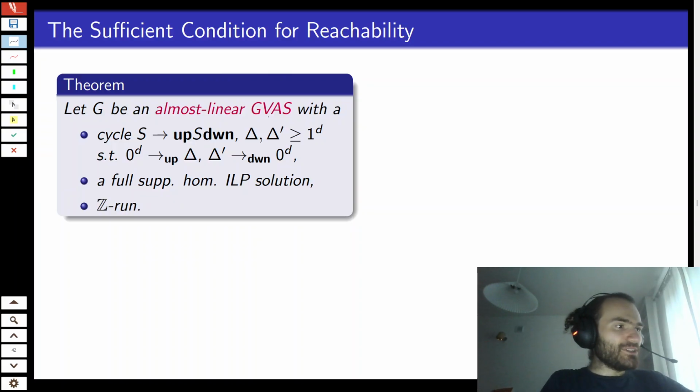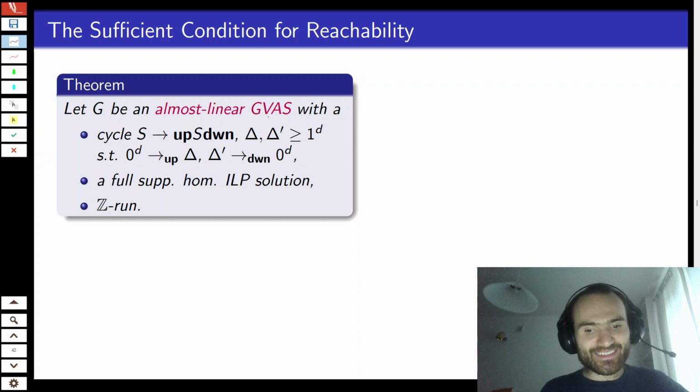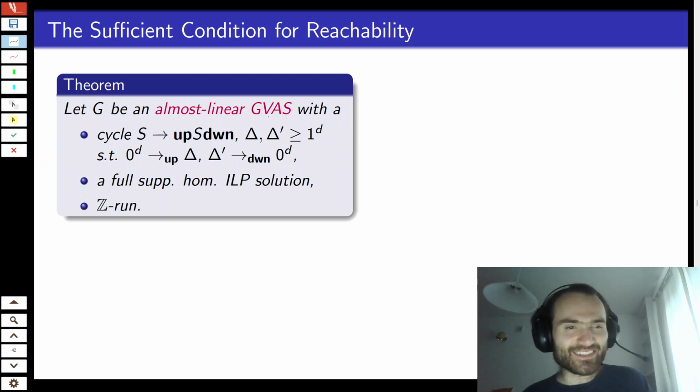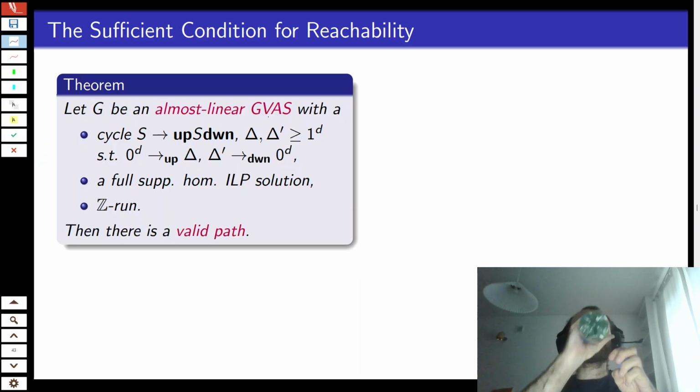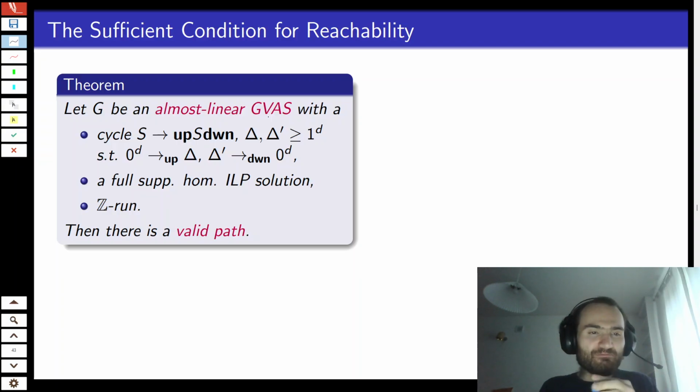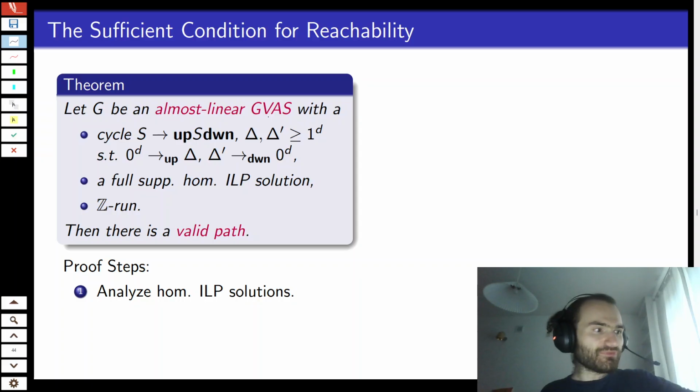And then finally what we need is a Z-run. Again, I write this as the last condition. Some people would write this as the first condition. It's obvious that we need it. And then we claim that there is a valid path. Okay, so why would this be true?